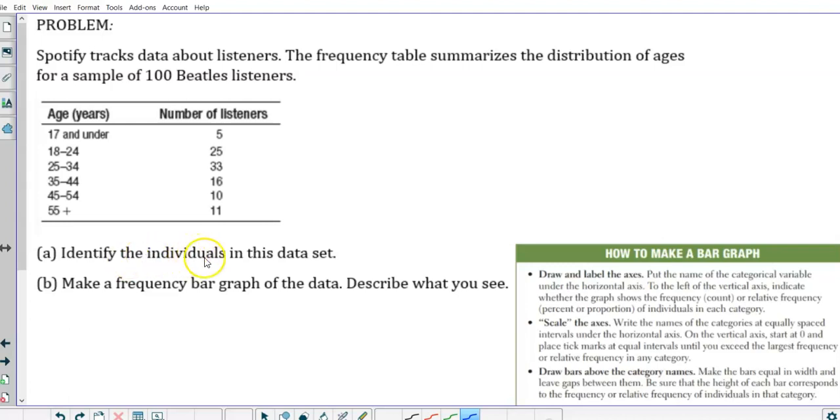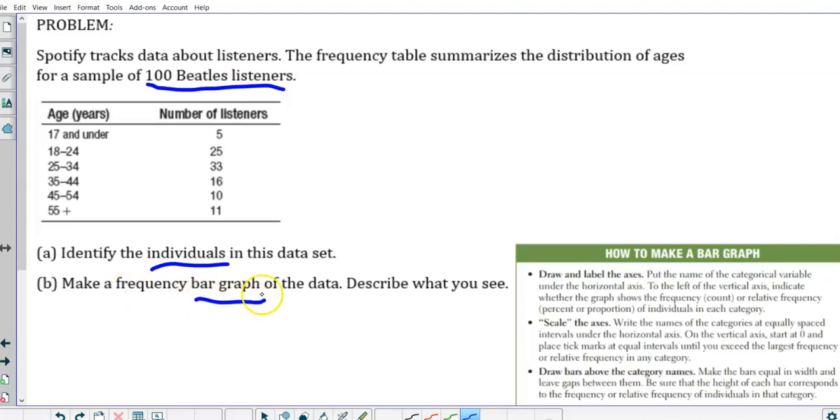Identify the individuals. So who are the individuals in this, and how many are there? There are 100 Beatles listeners, right? So we would parrot back whatever it says. In this case, we're sampling 100 Beatles listeners. We're hoping that we selected these randomly and they would be representative of the population, so we can make some inferences about the population potentially.